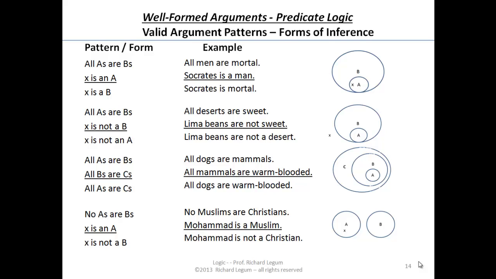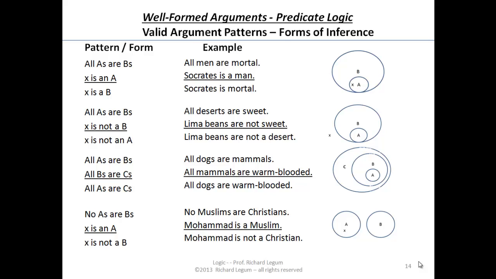Now let's quickly take a look at the summary of the valid patterns of predicate logic inference that we've looked at. The first one was all A's are B's, X is an A, therefore X is a B, and I called that the direct pattern, or some logic books call it that. The examples: all men are mortals, Socrates is a man, Socrates is a mortal. And you understand, that's something intuitively you see is right.